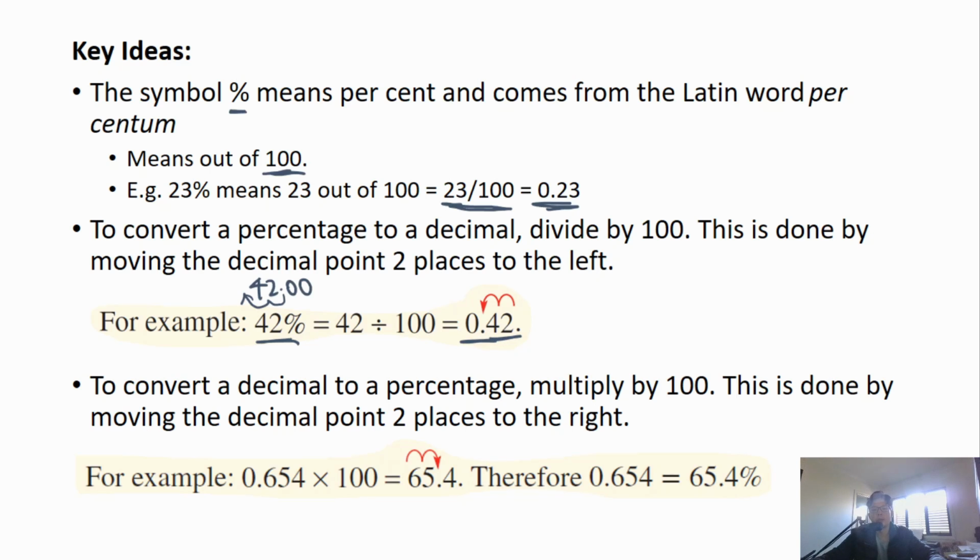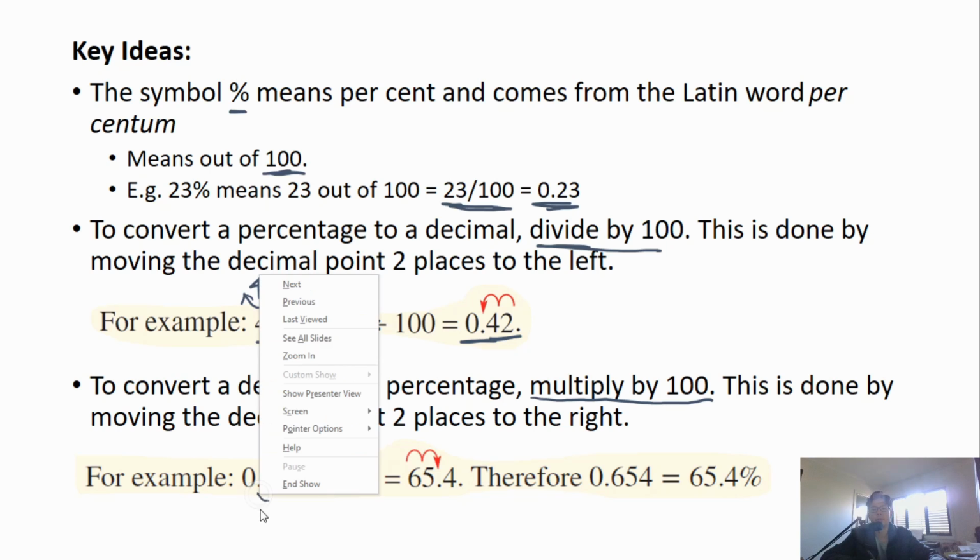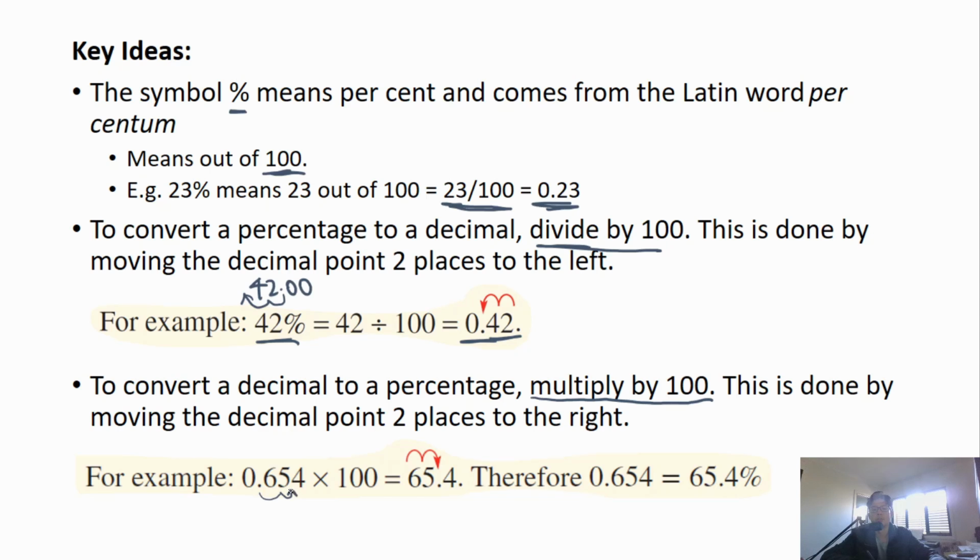Now this is going the other way, from a decimal to a percentage. From percentage to a decimal, we divide by 100. This time we're going to multiply by 100. Opposite to before, this is done by moving the decimal point 2 places to the right. So we have 0.654 here. If you want to make that a percentage, multiply by 100, which is simply done by moving the decimal point 2 spaces to the right, in between the 5 and the 4. So that becomes 65.4. Therefore 0.654 equals 65.4%.